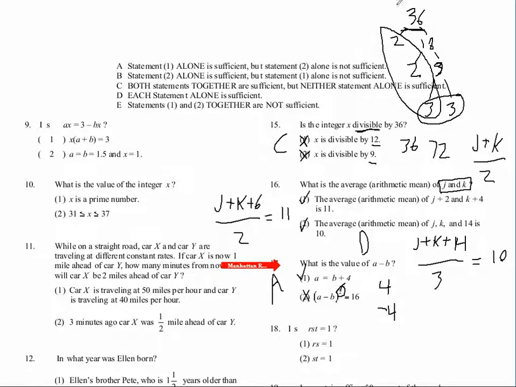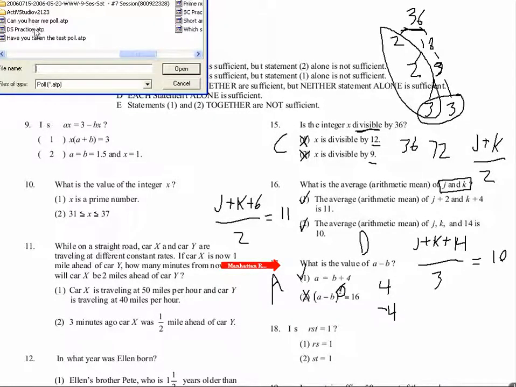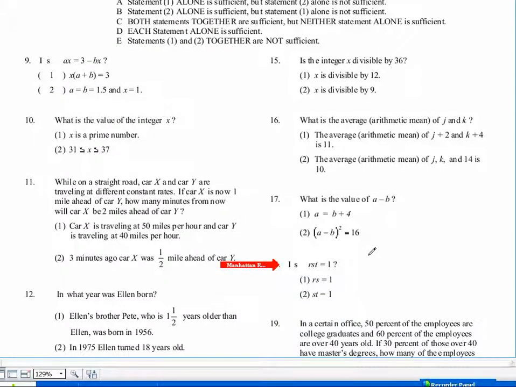Let's look now at the next question, number 18. So if RS equals 1, does that tell us that RST equals 1? No, in isolation it doesn't, because we don't know anything about T. R and S could both be 1, and then T could be anything, 727 or whatever. So that's not sufficient.